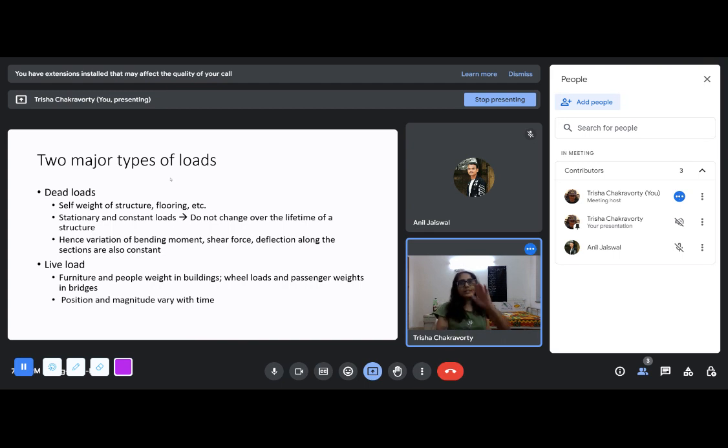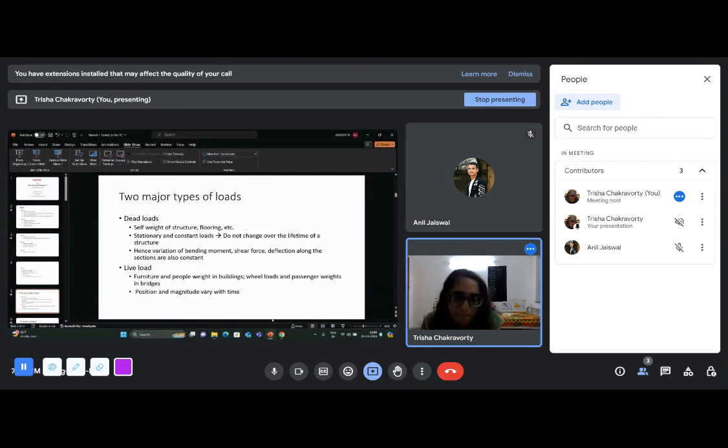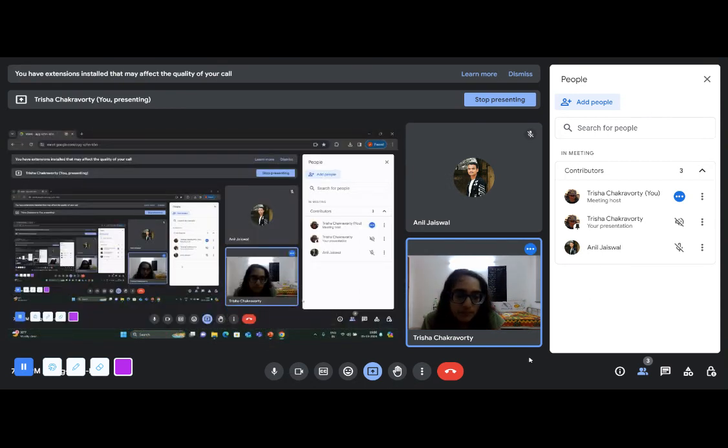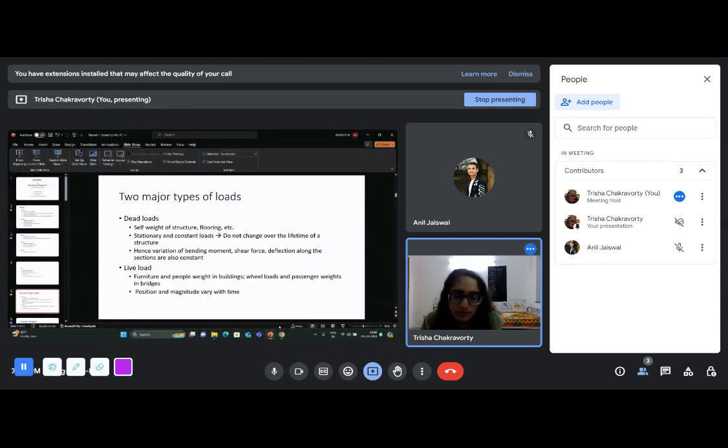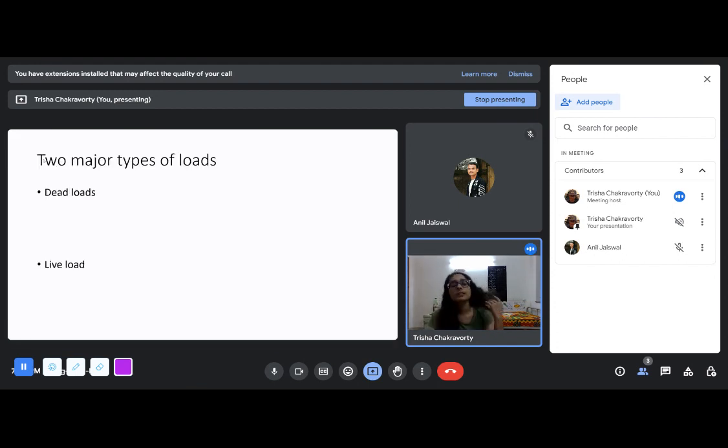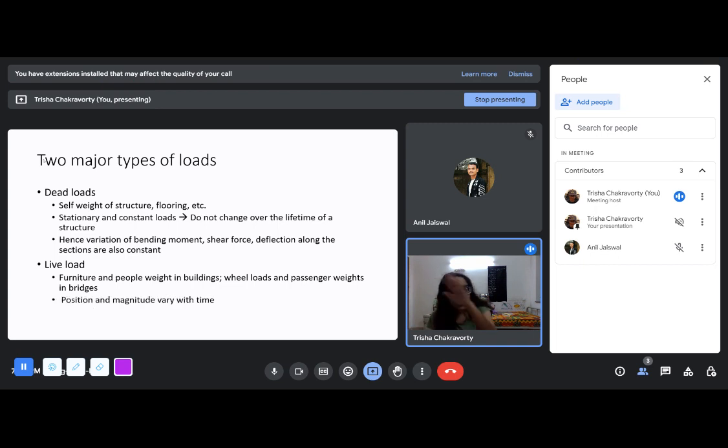So basically, the response of the structure for live loads does not remain constant. So we need some kind of methodology to find out how the response will vary as the magnitude and position of the live load varies. It will be much easier than calculating the bending moment and shear force diagrams every time.